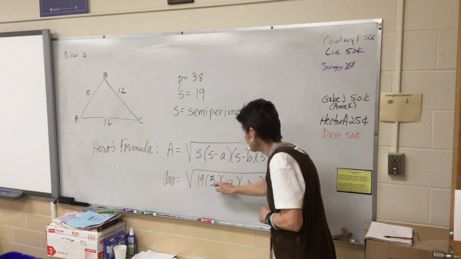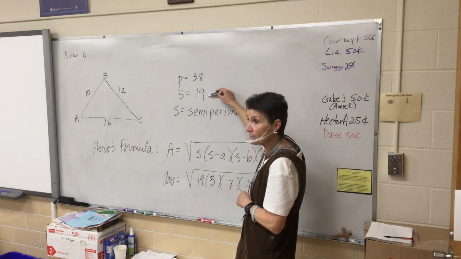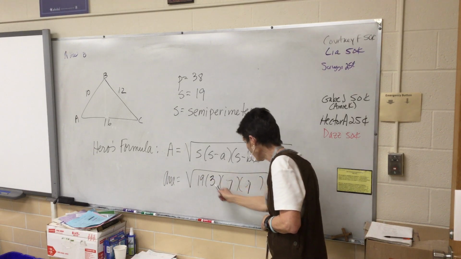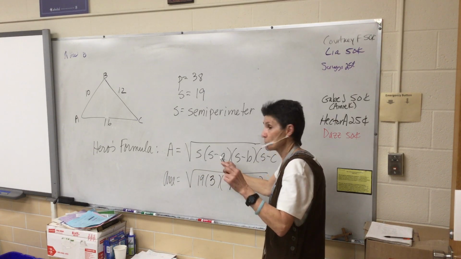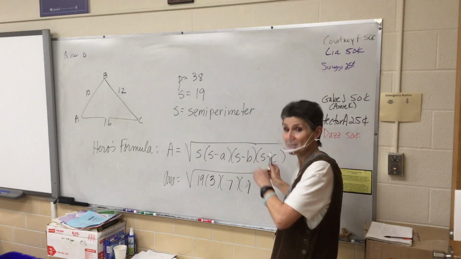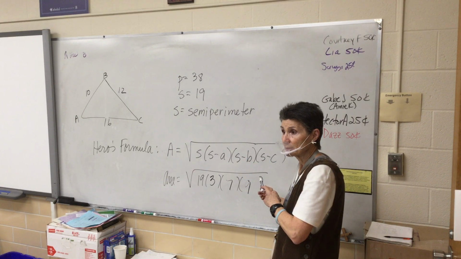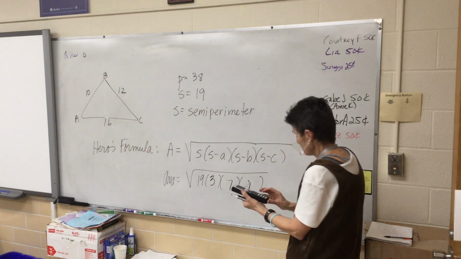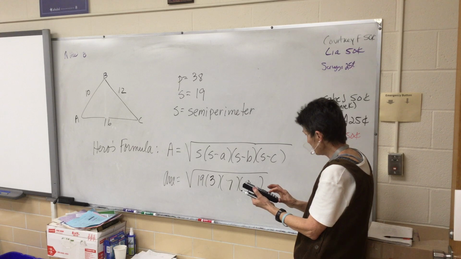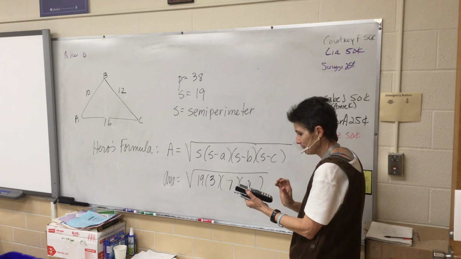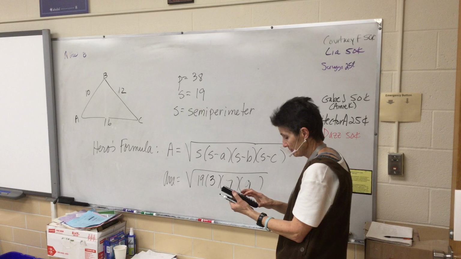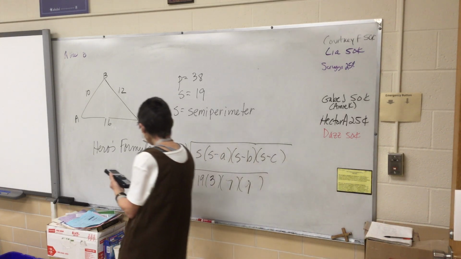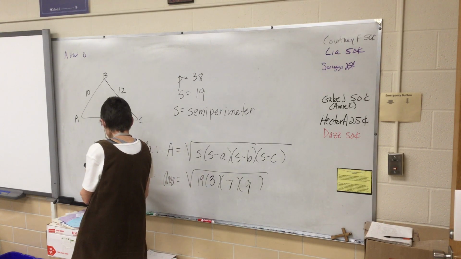All right, everybody understand where all these numbers came from? S is half the perimeter. Formula says you take S, so there's 4 things down here. There's S, and then there's S minus each side. So now all we do is multiply them together and take the square root of it. So 19 times 3 times 7 times 9, and then take the square root of that number. And the area of this triangle is 59.92.